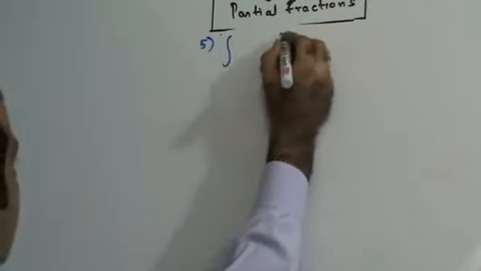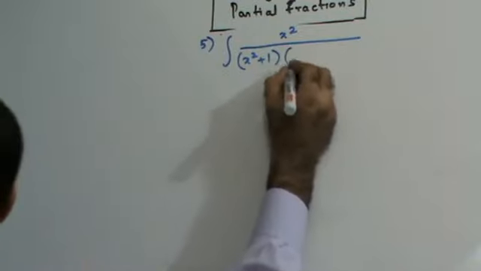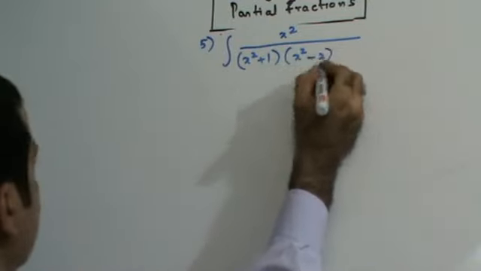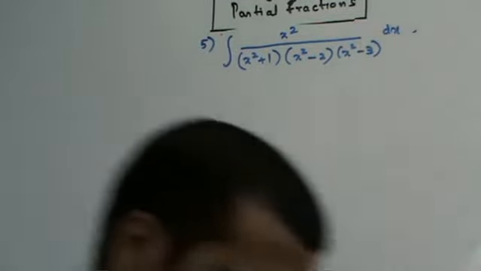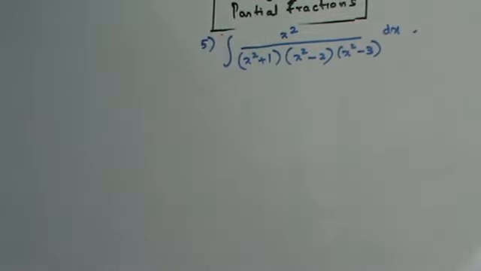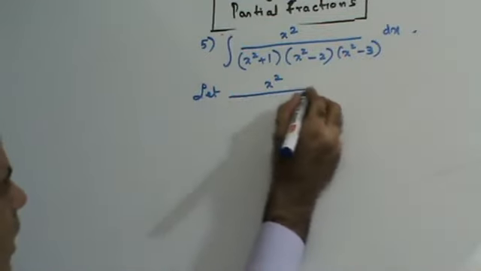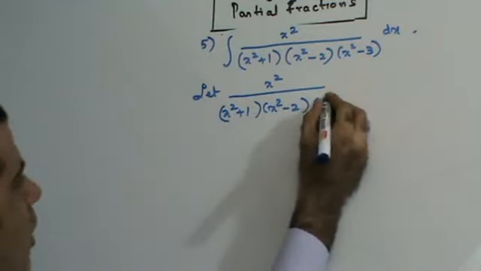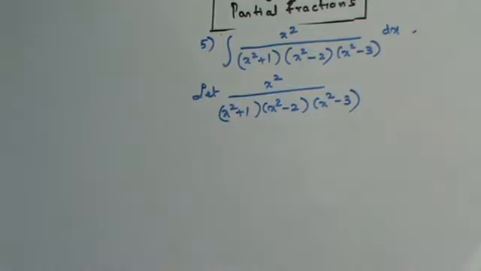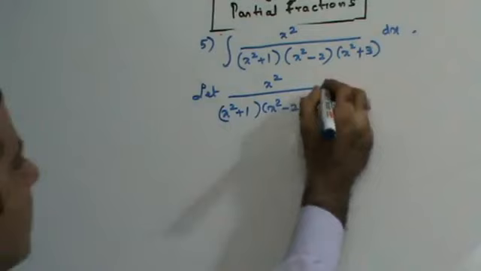Integral of x square upon (x square plus 1)(x square minus 2)(x square plus 3) dx. Straight away they have given you the factors, so you will say let x square upon (x square plus 1)(x square minus 2)(x square plus 3). I'll just recheck whether I copied the sum correctly. No, it's plus 3. Okay, yeah. Let's move on.